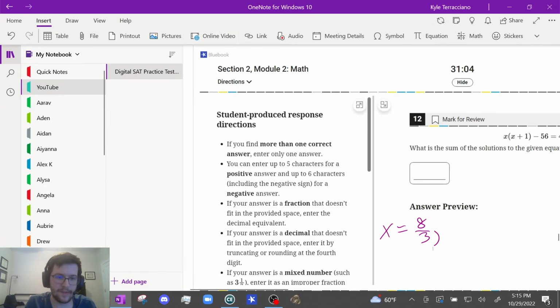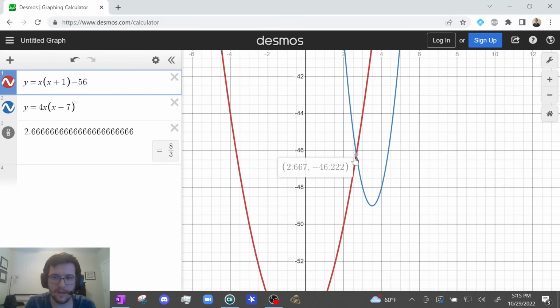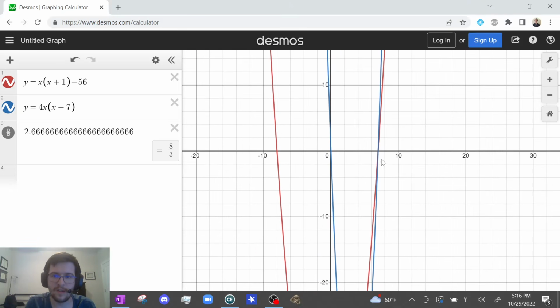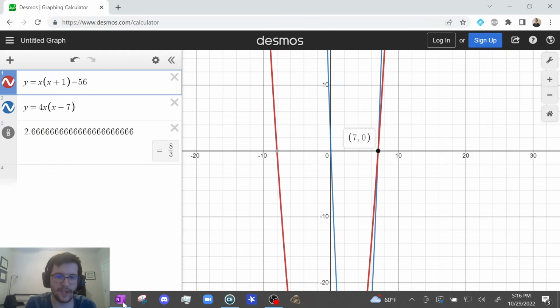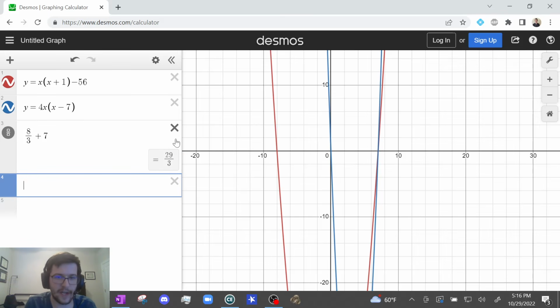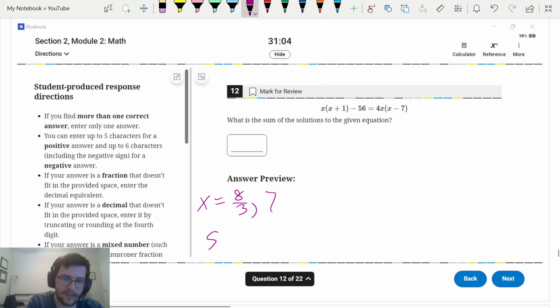And then we're going to go back to Desmos. We've got to find the other point of intersection, which I think is somewhere up here. Yep. x equals 7. So x equals 7. So the sum of solutions, we can just stick with Desmos here, is 8 over 3 plus 7, which is 29 over 3. And that is the answer. So sum equals 8 over 3 plus 7, which is 29 over 3.